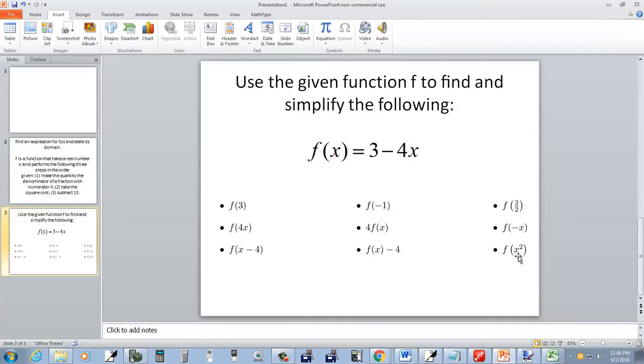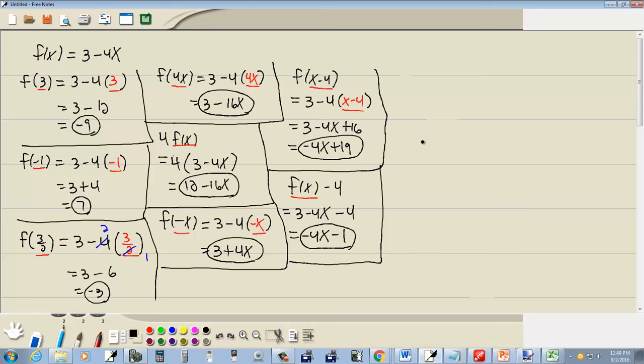And last one, f of x squared. Well, we'll go back to our original function. This is just evaluating a function. Everywhere we have an x, we'll put in a set of parentheses. And it's always the same. Whatever's inside the parentheses right here is automatically what goes right here. So I'll put an x squared in there. And that gives us 3 minus 4x squared. We could rewrite that as negative 4x squared plus 3 if we wanted it in a different form.